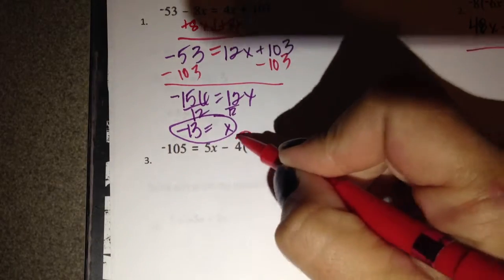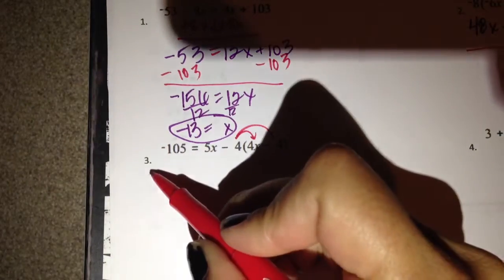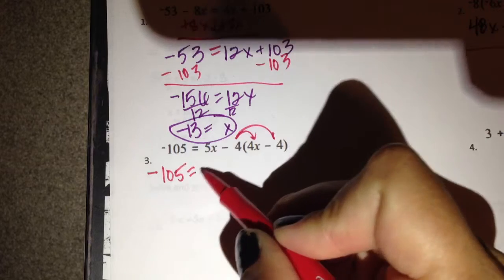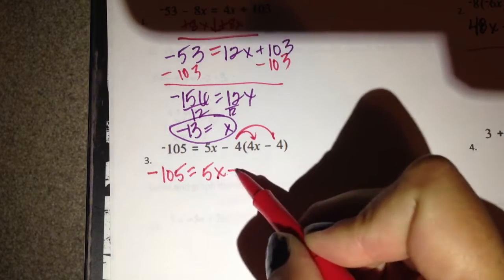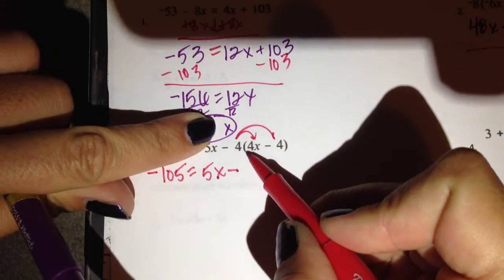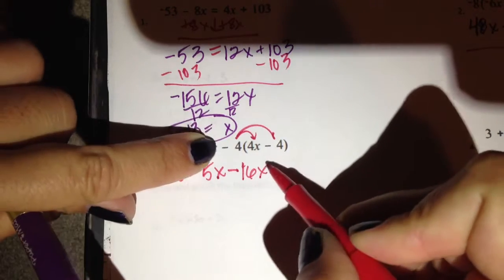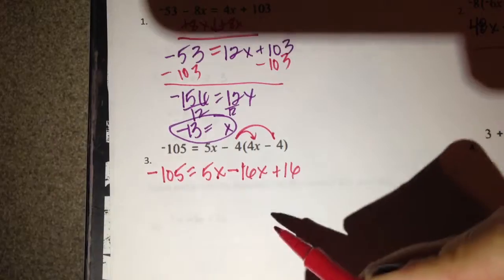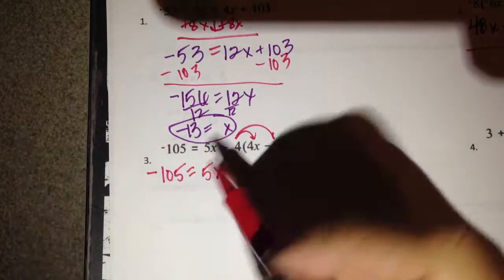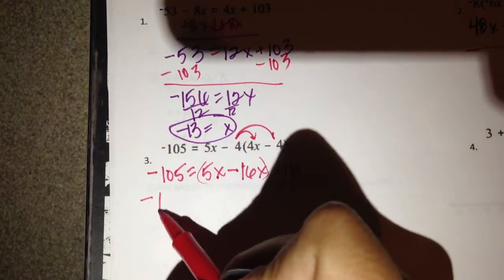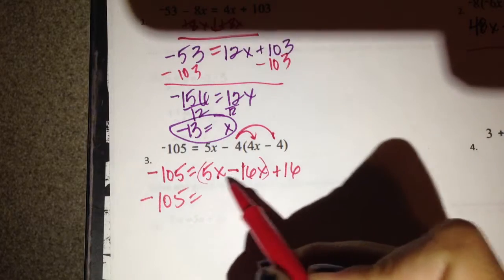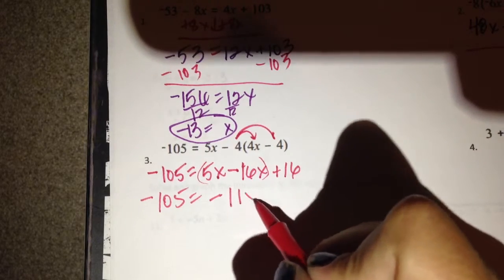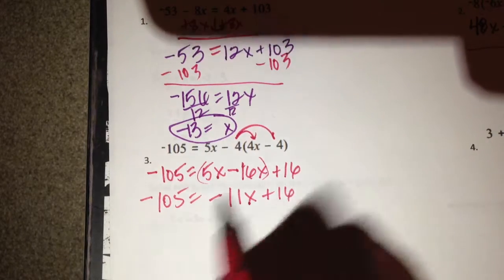I need to distribute this negative 4 throughout. So negative 105 equals 5x minus negative 4 times 4x is going to give me 16x. Minus negative 4 times negative 4 is going to give me plus 16. I'm going to combine like terms here on the right hand side. I have negative 105 equals 5x minus 16x, which is going to leave me with negative 11x plus 16.